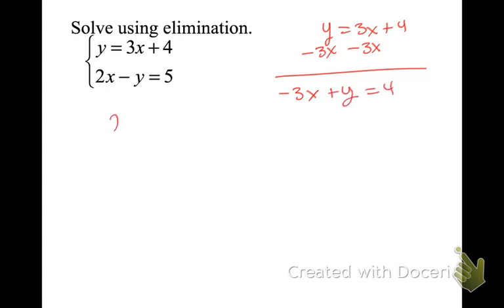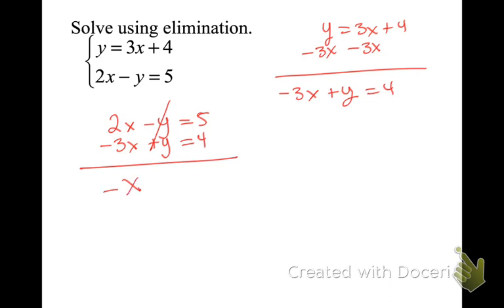So my two equations are 2x minus y equals 5, and negative 3x plus y equals 4. Cancel, we're left with negative x equals 9. So x is equal to negative 9.